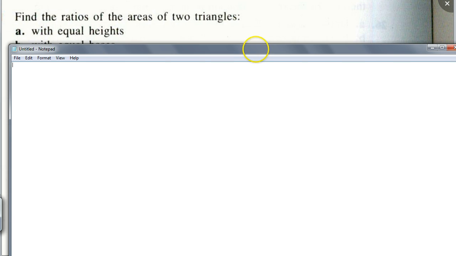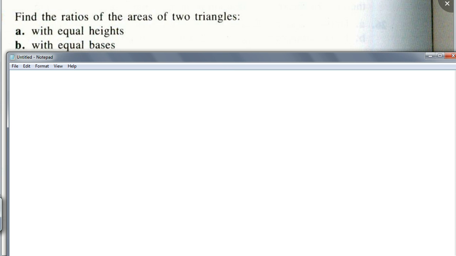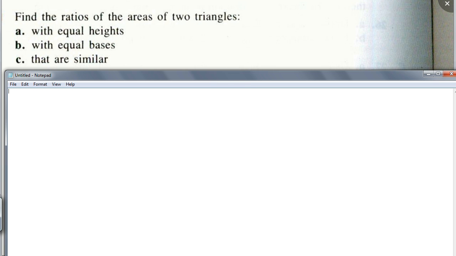It says find the ratios of the areas of two triangles. First, the triangles with equal heights. Are they going to have the same base also? No. Okay, they just have equal heights. And then the second one, what about the ratios of the areas of two triangles that have equal bases? Thirdly, two triangles that are similar.